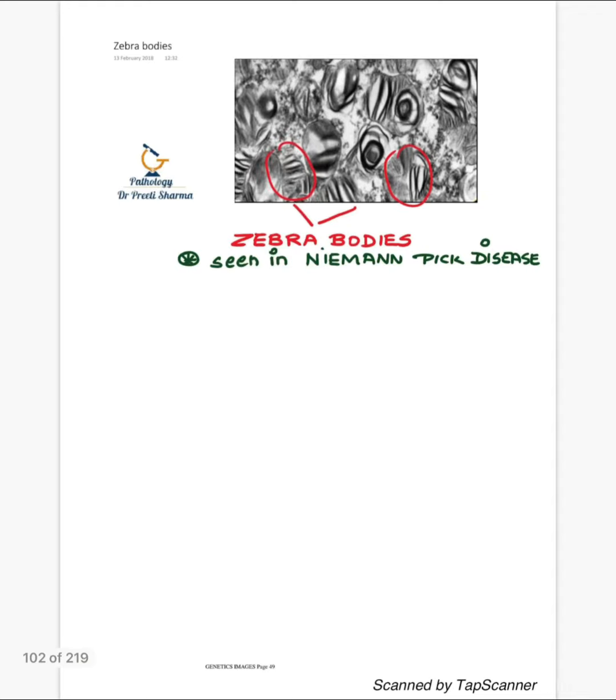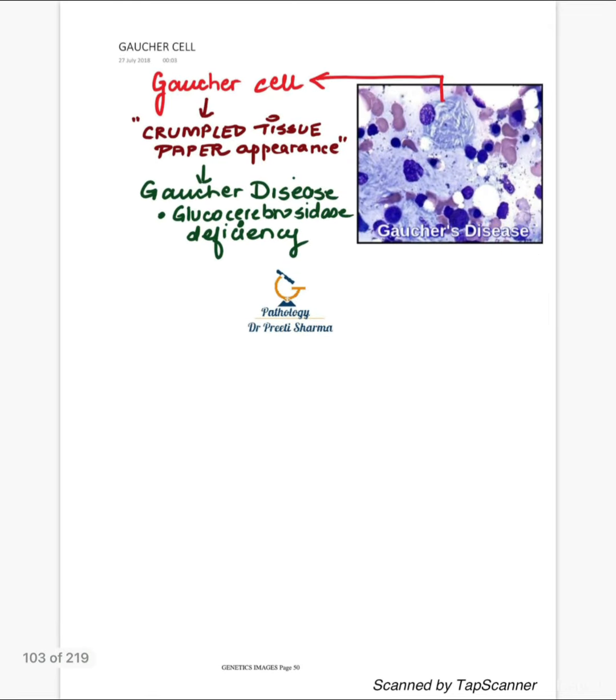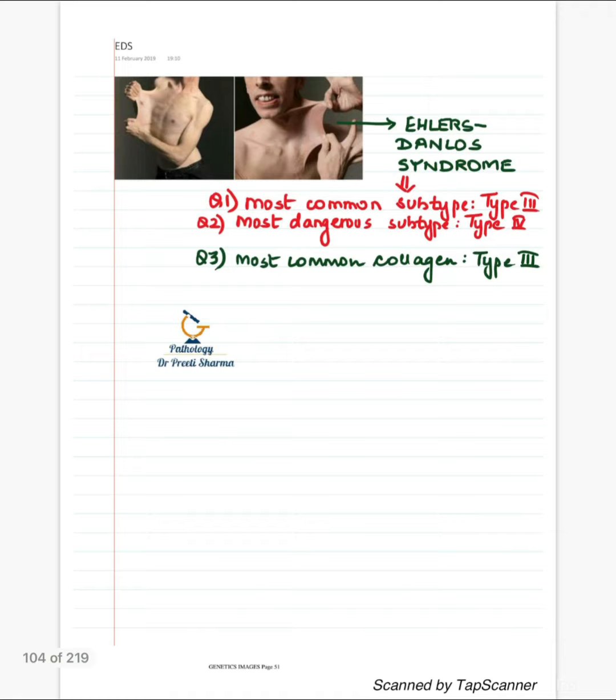Then now coming to these zebra bodies, guys. So this is electron microscopy. Whenever you see black and white, think about electron microscopy. So this is seen in your Niemann-Pick disease, guys. Again important, where you have sphingomyelinase deficiency. Okay, this is about your Niemann-Pick. Now moving on to the next one, that is Gaucher cell. So this was the question in your last year exam. This Gaucher cell shows crumpled tissue paper. C for G, you can remember, like crumpled tissue paper. This is due to glucocerebrosidase enzyme deficiency, so glucocerebroside accumulates.